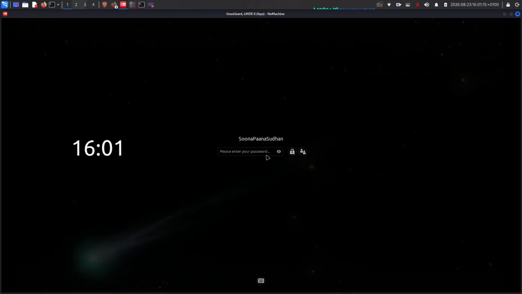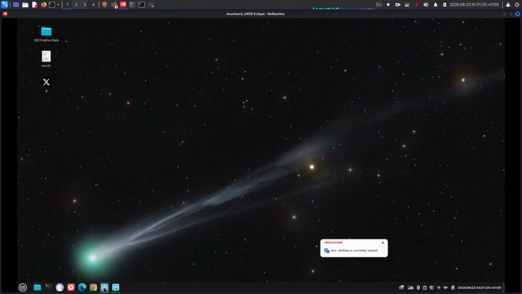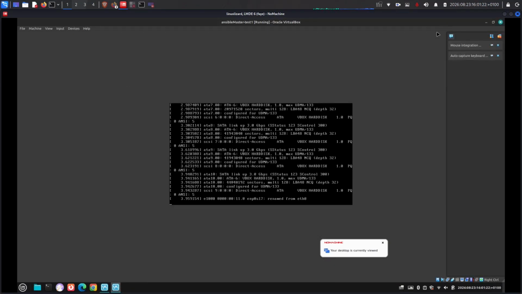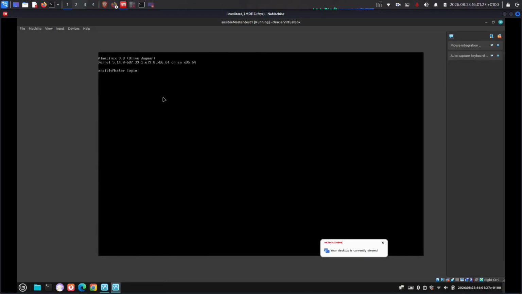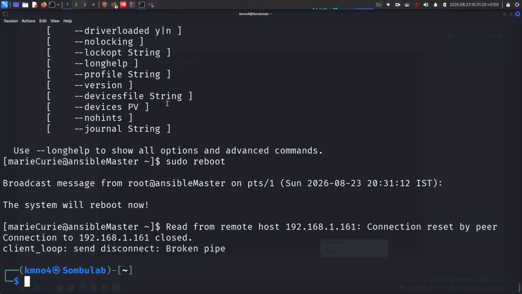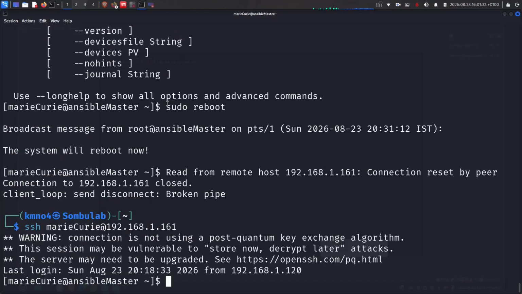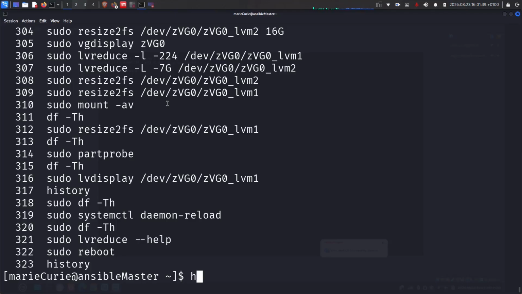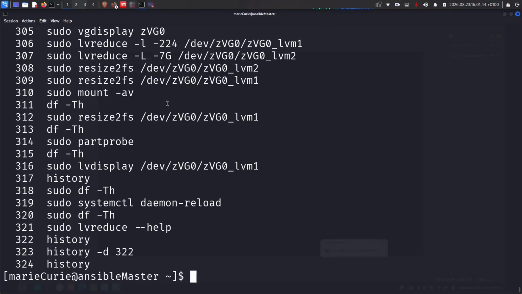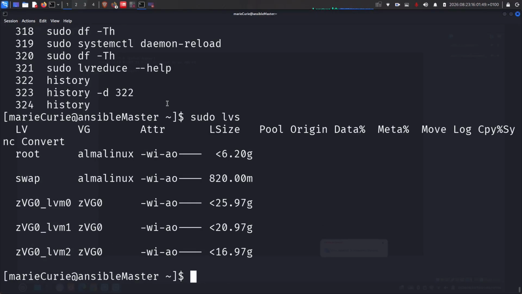I have installed the VirtualBox. There the VM is booting. It is logged in successfully. Now I am going to do SSH once again. Okay. History, history -d 322. Yes. Sudo lvs. Okay, I did some mistake, I believe.